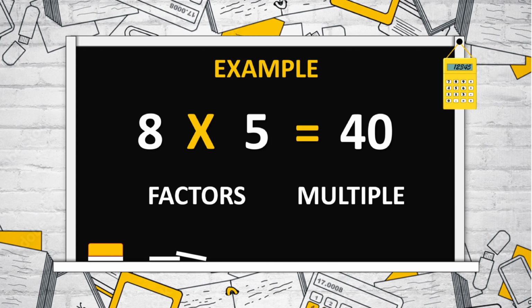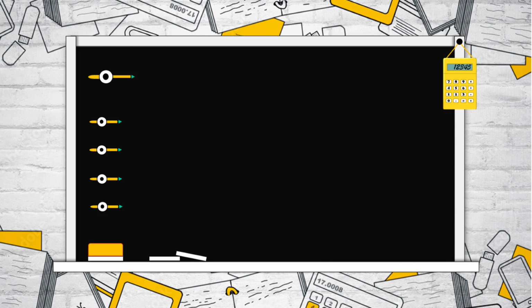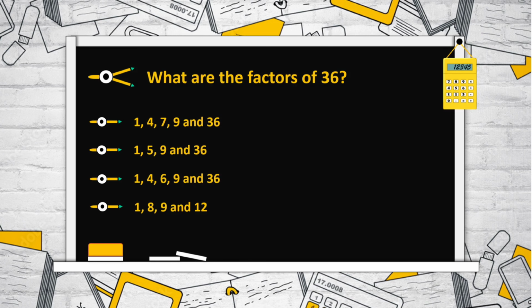Now, as you all know, it is time for a quiz. Please feel free to pause the video and answer the following questions in the comments below. Should we start? Okay. Here is the first question. What are the factors of 36? And the answer is 1, 4, 6, 9 and 36.